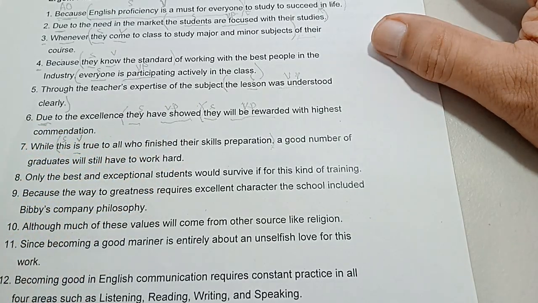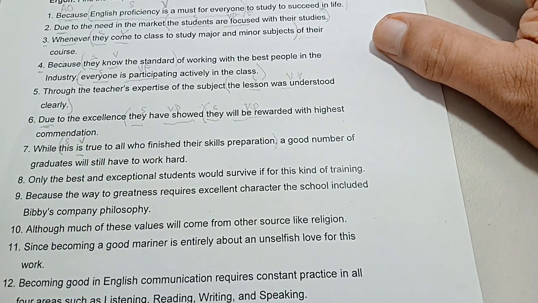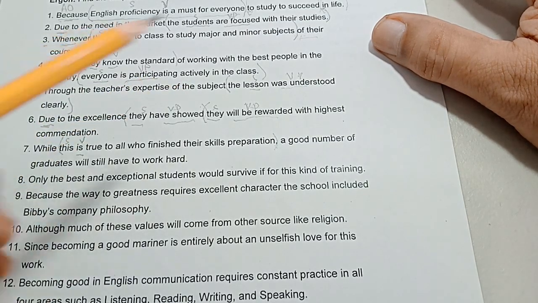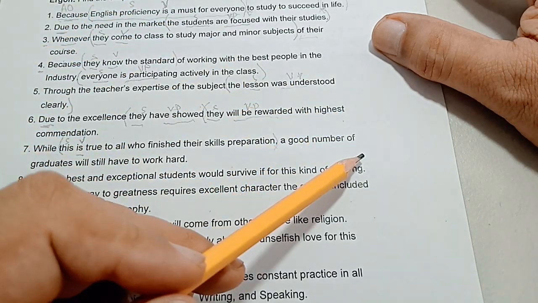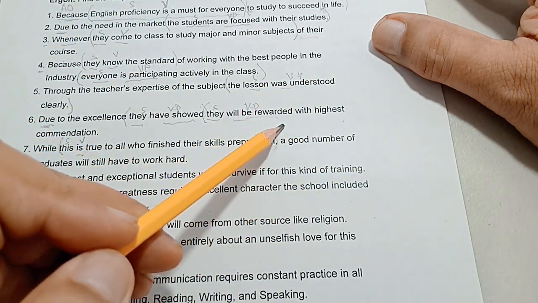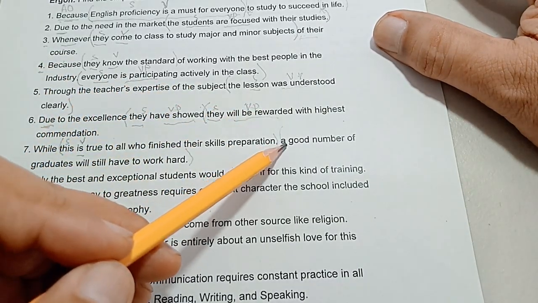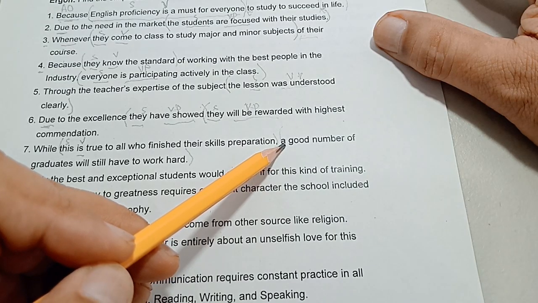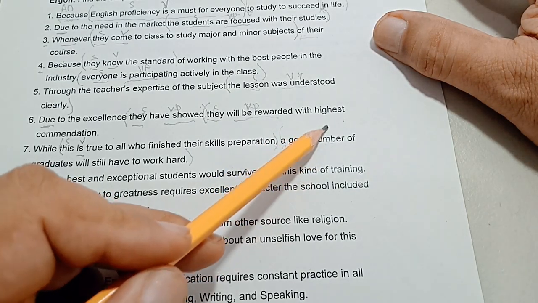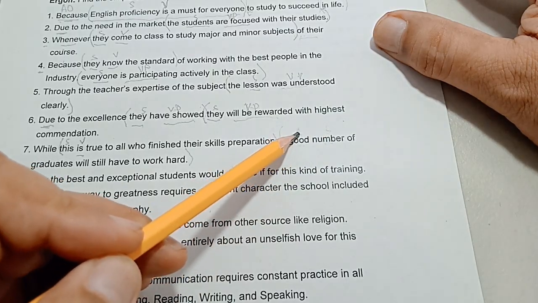Simple sentence here, but you can still look for another one. Okay? So you have, kaya lang nasa loob siya ng prepositional phrase. Okay? Well, this one, a good number of graduates will still have to work hard. Okay? You have the article here. Okay? This is the subject. This is an adjective.